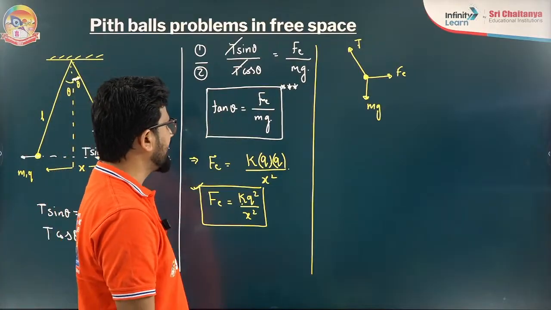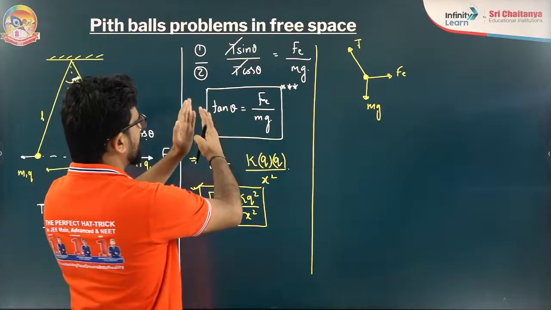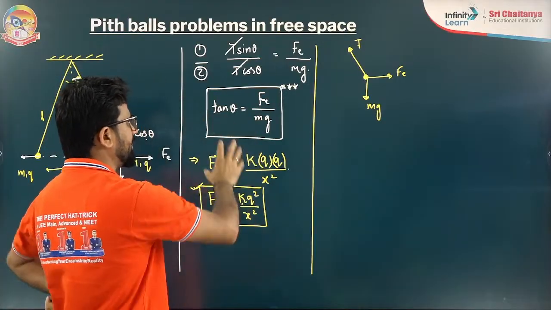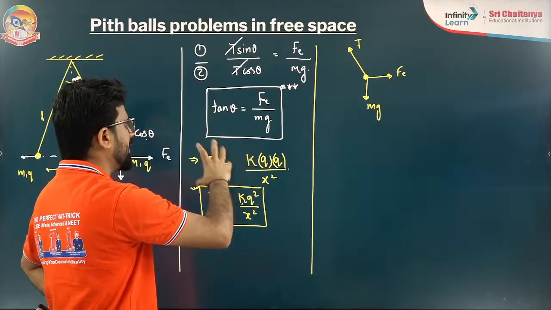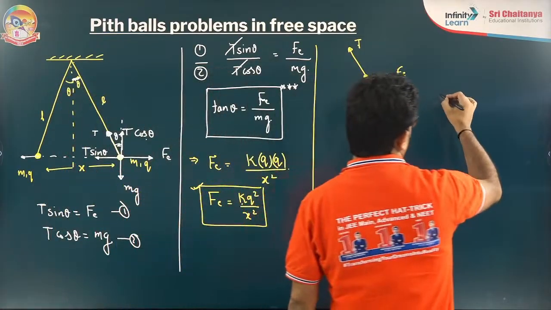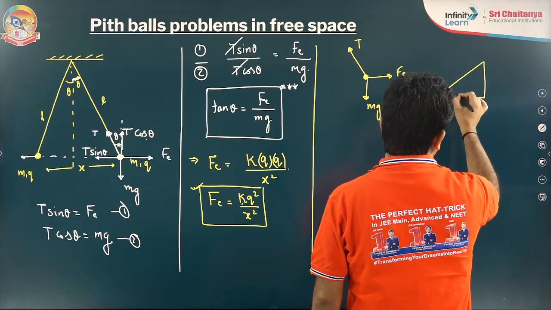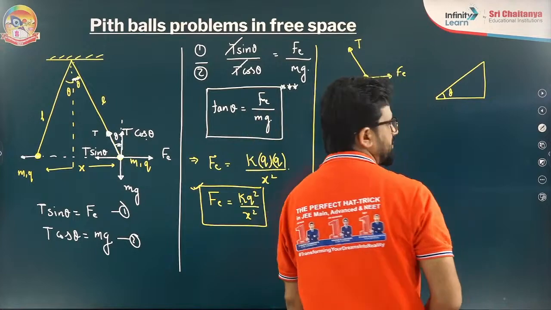Okay, now come to tan theta. Tan theta is equal to Fe by mg. My request to you, whenever this type of concept is coming, tan theta, sin theta, or cos theta is coming, you have to draw one right angle triangle. Make a habit. In physics, it is a very important concept to draw this triangle.